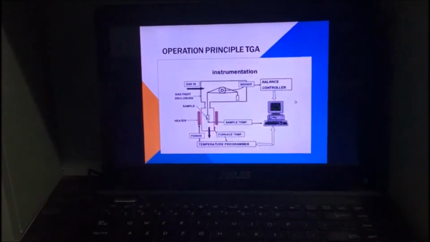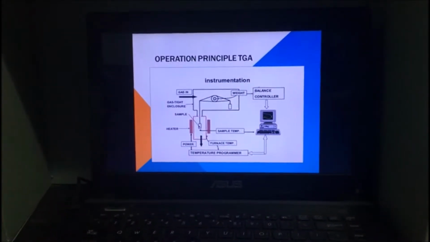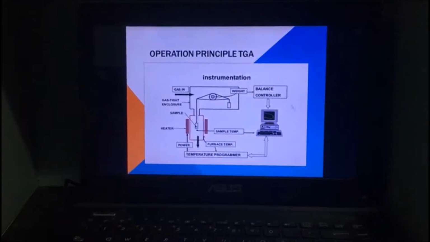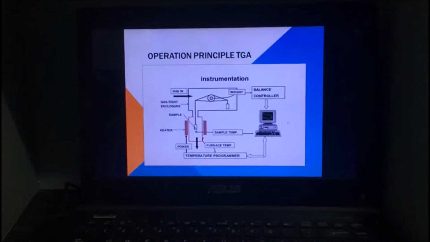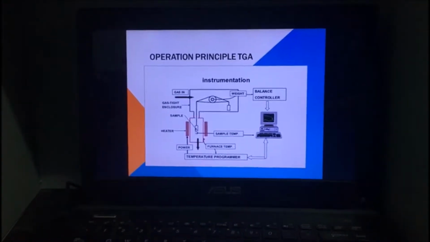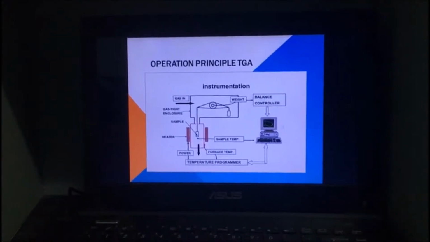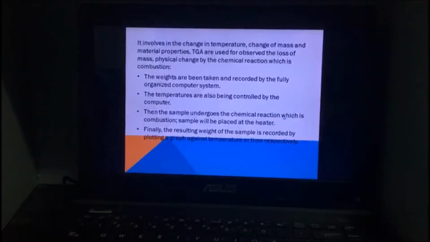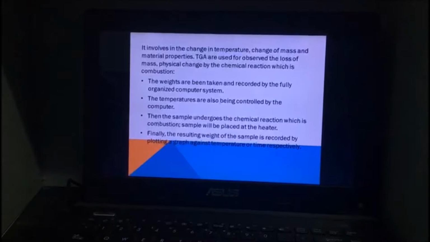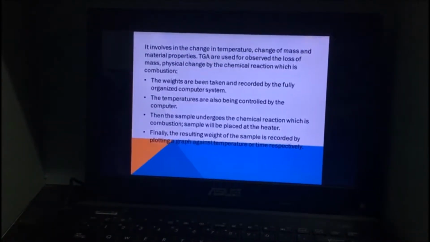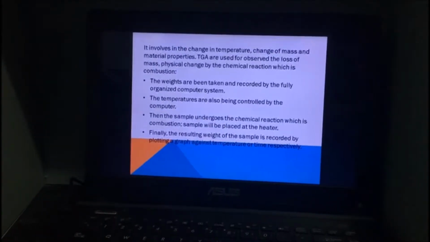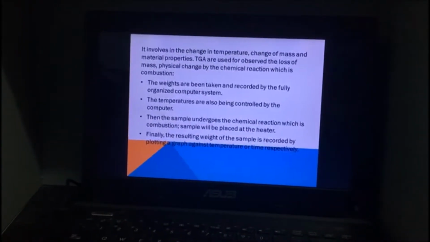I will present about the operation principle of TGA. As you can see, this is the diagram of the TGA. It is fully controlled by the computer, and we can set the temperature by the computer. The weight of the sample is recorded by the computer. It always involves change in temperature, change of mass, and material properties. TGA is used to observe the loss of mass and physical change by chemical reaction, such as combustion.